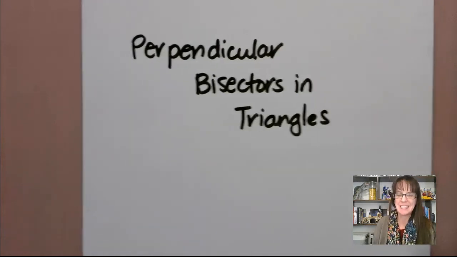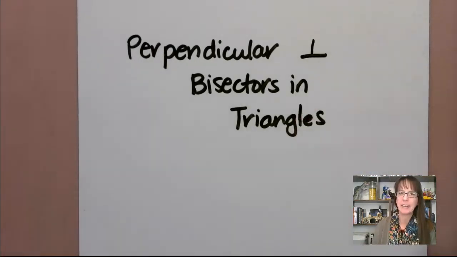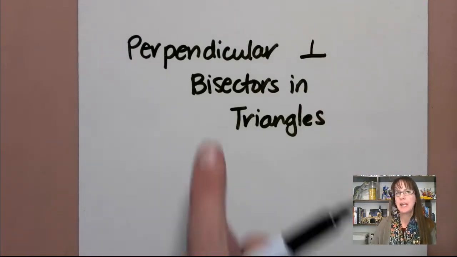Hi friends, welcome back. Today we're talking about perpendicular bisectors in triangles. And it's exactly what it sounds like, a perpendicular line. And remember, perpendicular creates right angles. That's the abbreviation or the symbol for perpendicular.